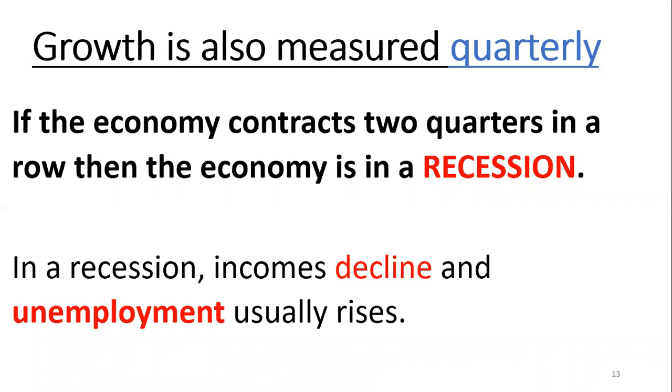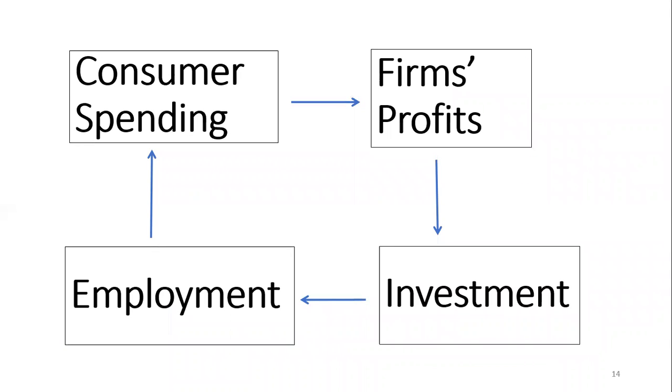But GDP doesn't always grow, it doesn't always rise. Sometimes GDP falls. When GDP falls by 2 quarters in a row, then the economy is going to be in a recession. And in a recession, incomes go down. And when incomes go down, unemployment usually goes up. We can see this relationship between national income and spending and employment in this graph here.